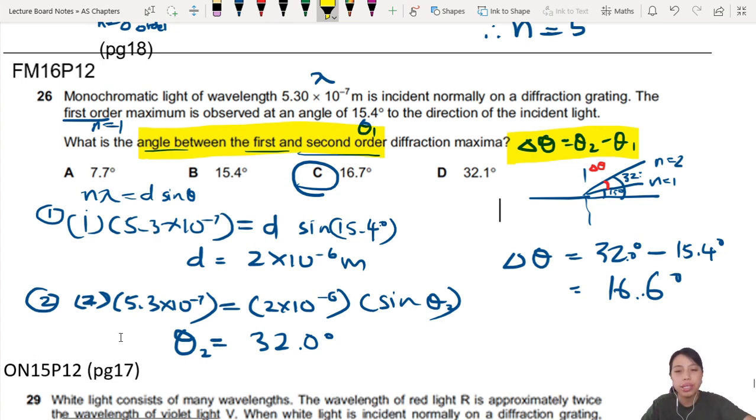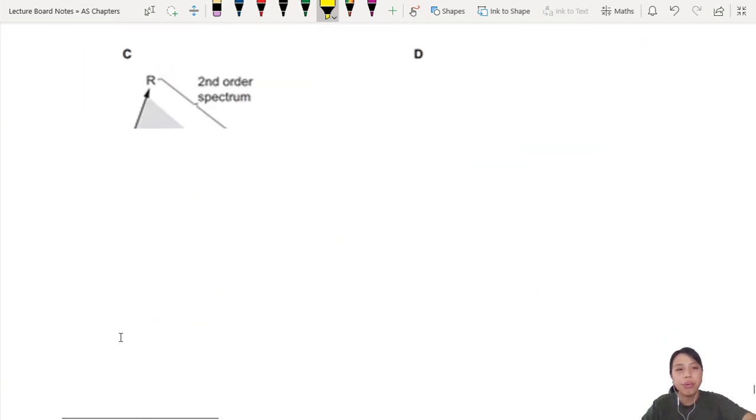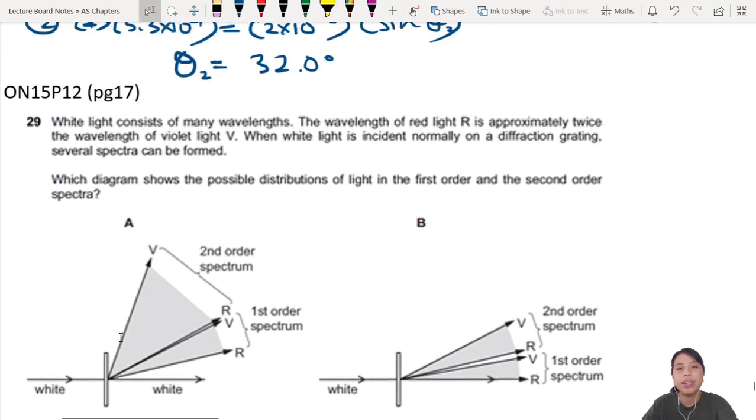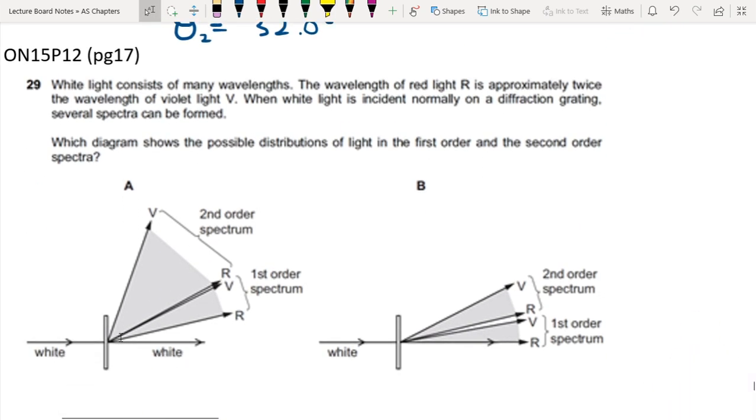And the final question for the day is about rainbows again. All the rainbow light splits out. Let's look at the question, page 17.